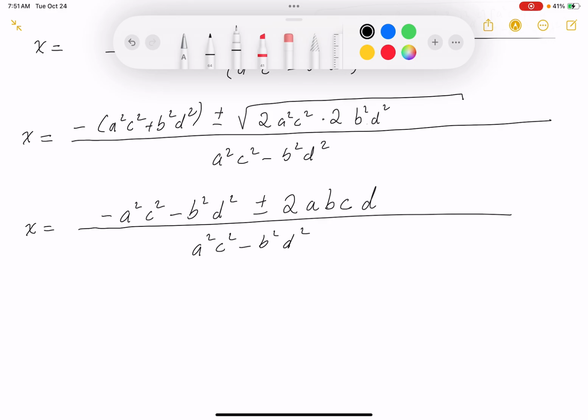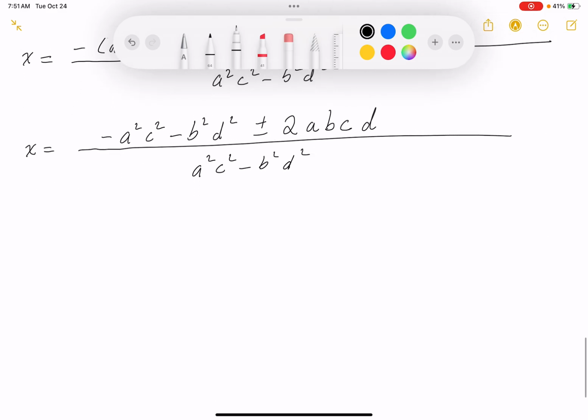But now I got 2 things to work on. Let me just take a look at this thing over here. And I think I did okay. The minus sign kind of creeps me out a little bit, so I'm going to pull it out and cancel it off with the bottom. There's 2 of them I'm looking at. So I'm going to write the bottom as b squared d squared minus a squared c squared.